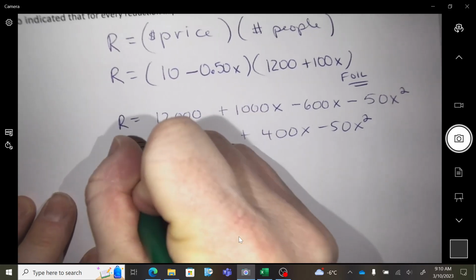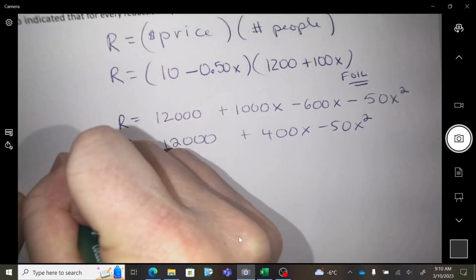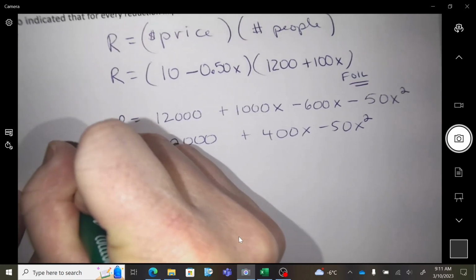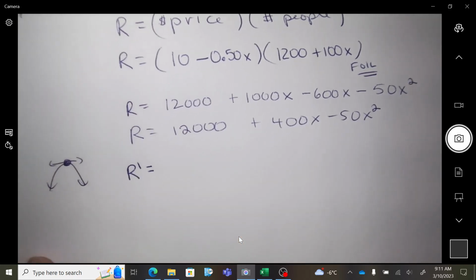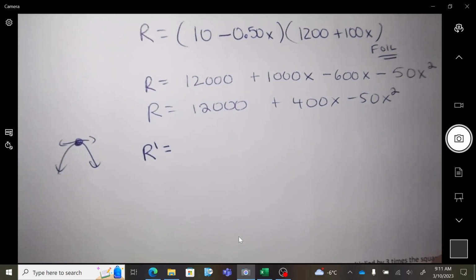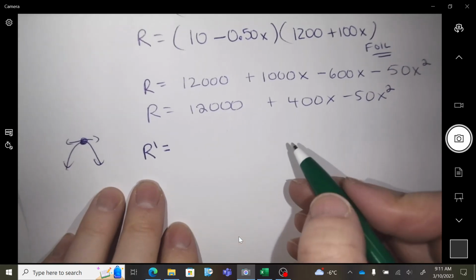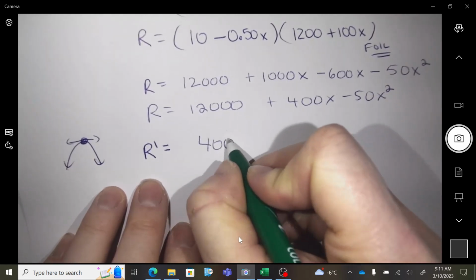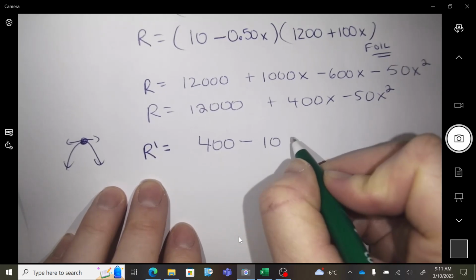So derive, and then figure out where the derivative has a tangent line slope of 0, right? Because that's what a max would be. So deriving would be what? 400 minus 100x.